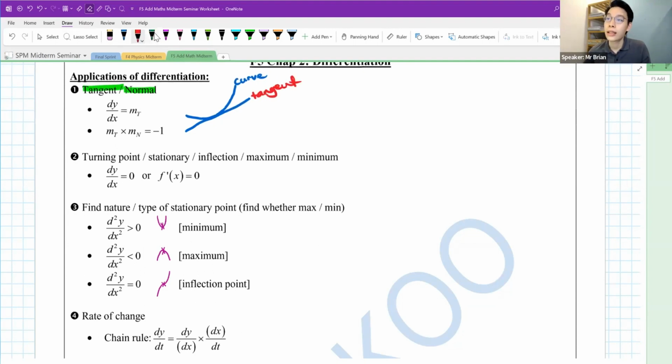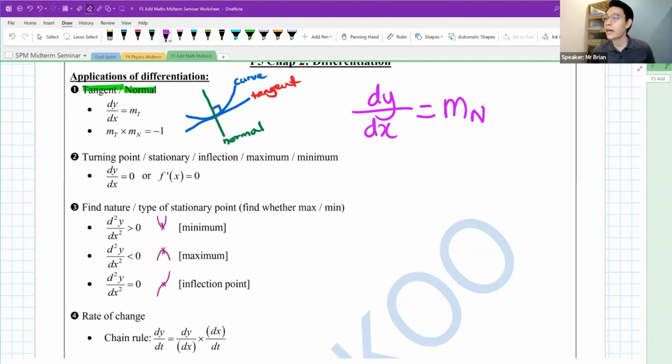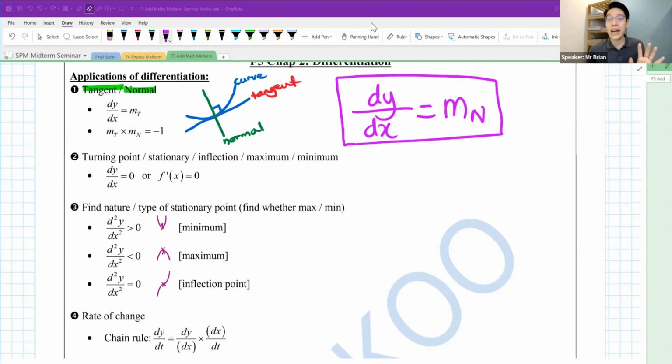tangent. Usually people are quite good at this tangent and normal stuff. Most people are okay with this, right? So you know, the normal and the tangent are 90 degrees, so when you multiply their gradients, it is always -1. Question. Can dy/dx ever be equal to the gradient of the normal? No, right? It can never happen.